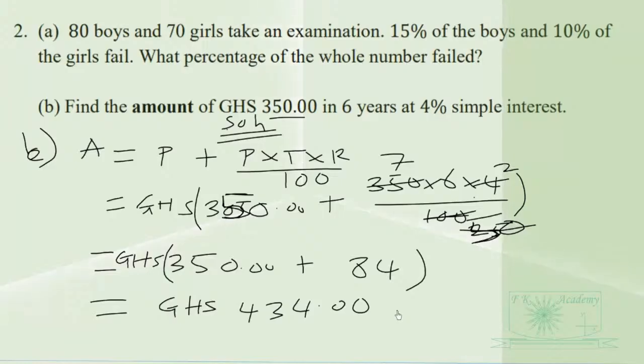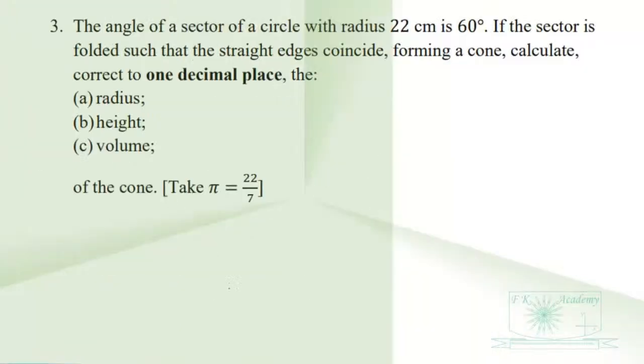Alright. We have the third question here on mensuration. The angle of a sector of a circle with radius 22 centimeters is 60 degrees. If the sector is folded such that the straight edges coincide, forming a cone, calculate correct to 1 decimal place the radius, the height, and the volume of the cone.